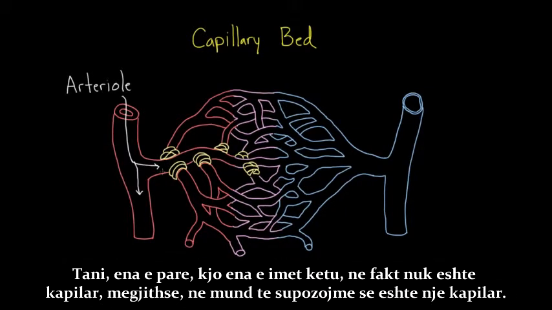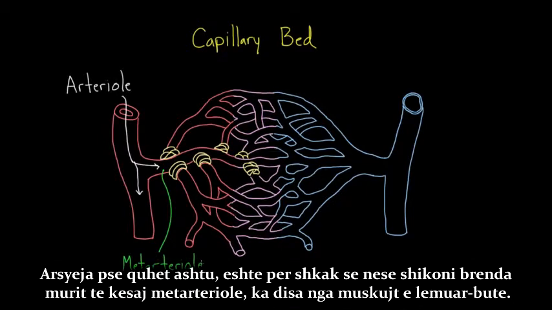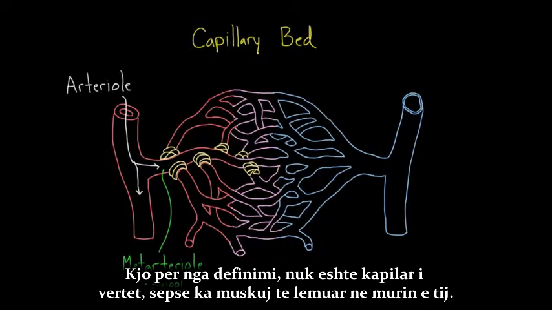Now the first vessel, this tiny little vessel over here, it actually is not a capillary. Even though we would assume it's a capillary because it's coming after the arteriole, we call this a metarteriole. And the reason I'm calling it that is because if you look inside the wall of this metarteriole, it actually has some smooth muscle. And so this is by definition then not a true capillary because it has some smooth muscle in the wall.